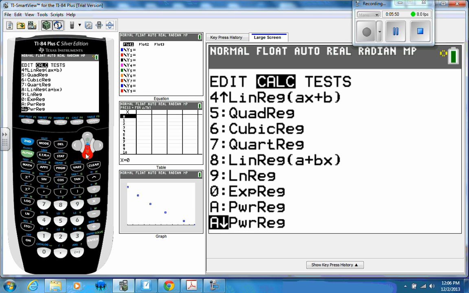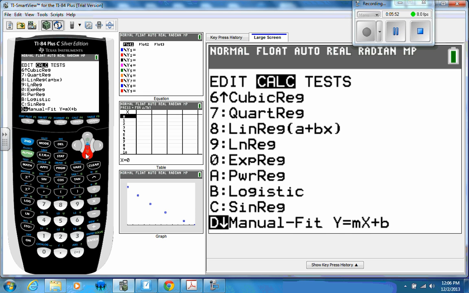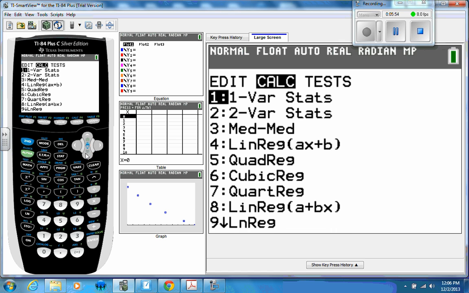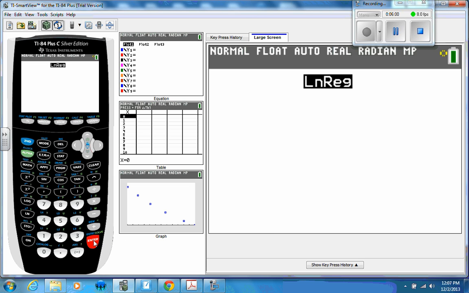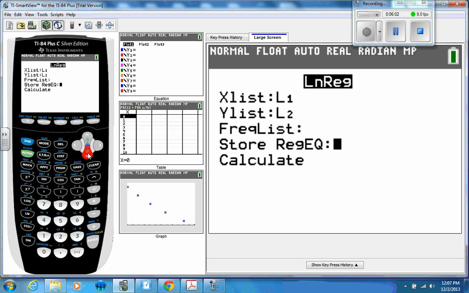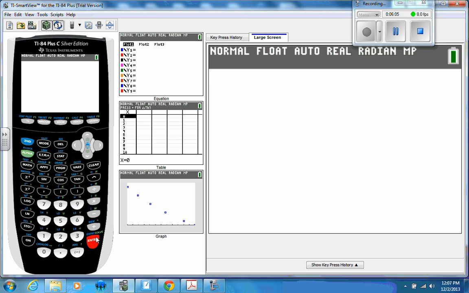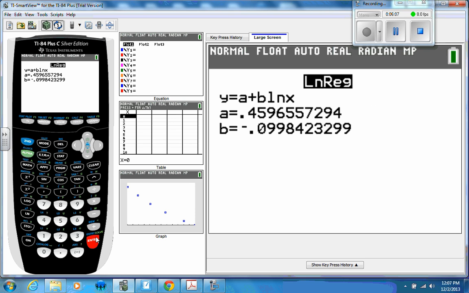I don't actually have a log regression, okay? So the only regression that you can use is your LN regression. So I'm going to hit enter on it, go down to it, and hit enter to calculate, and wait for the graph, and then it's going to spit me out a value.